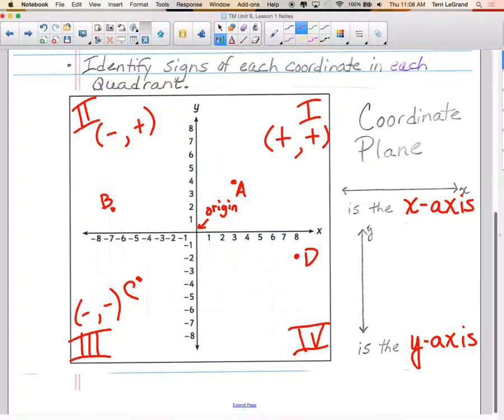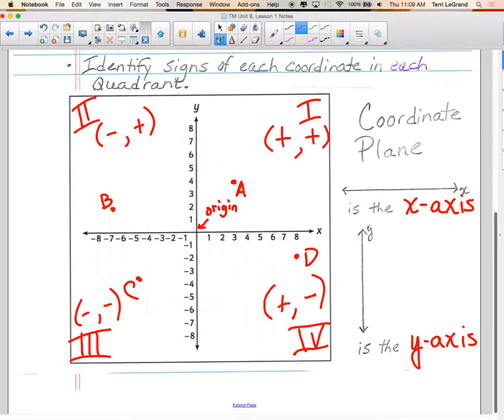How about quadrant 4? We have to head right. That makes for a positive x. We have to head down. That makes for a negative y. Notice, do any of them have the same exact thing going on? This one has two positives. That one has a positive, negative. That one has two negatives, and that one has a positive, negative. They all have their own characteristics, don't they, each quadrant?